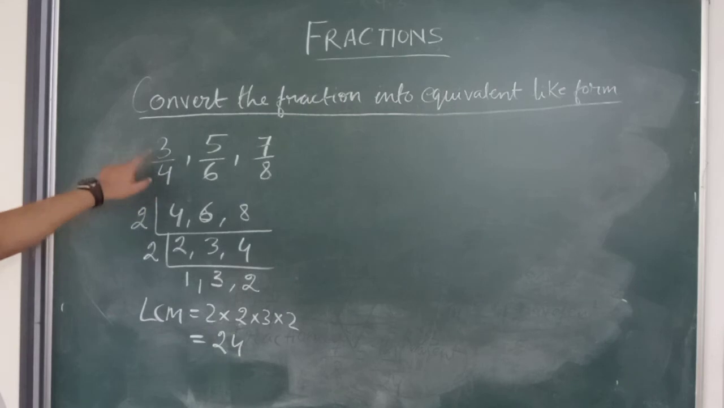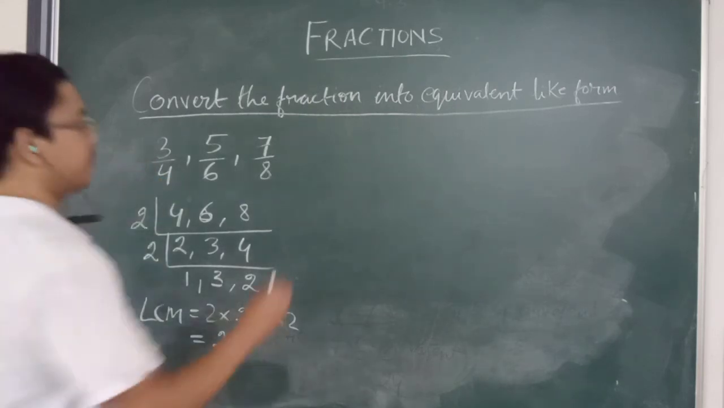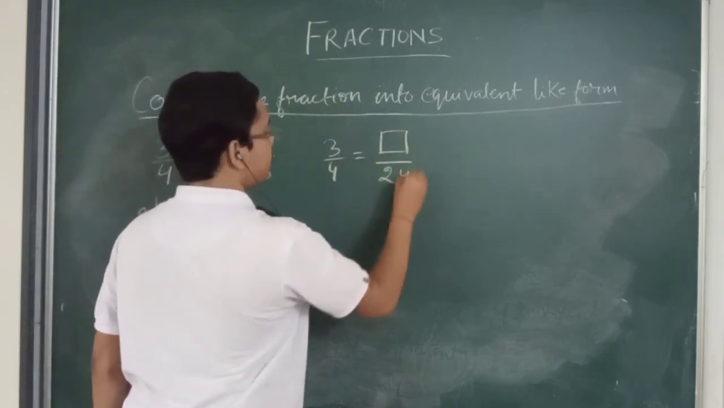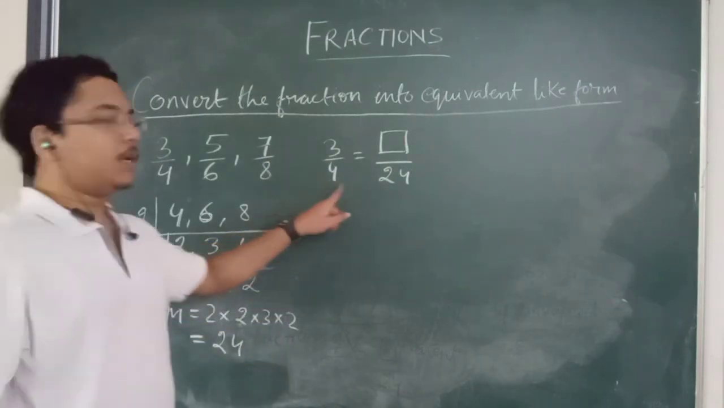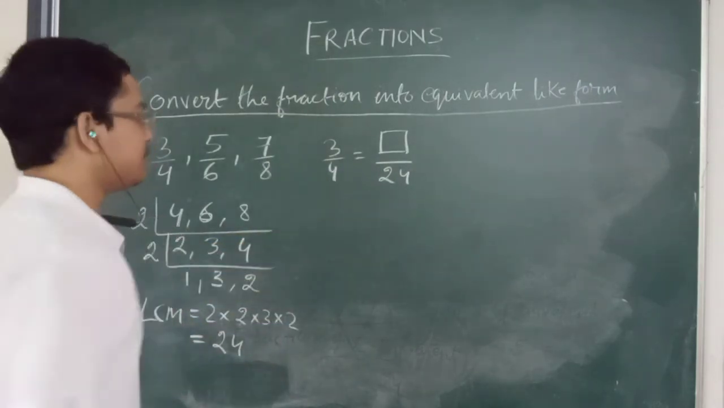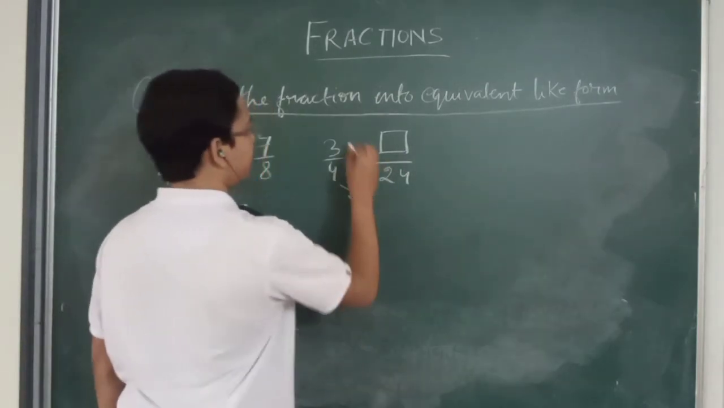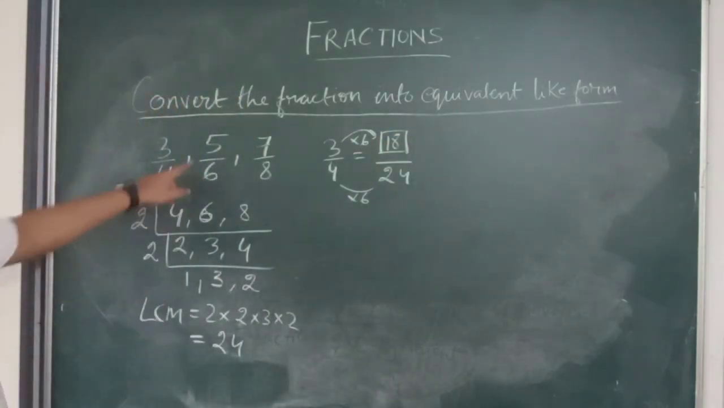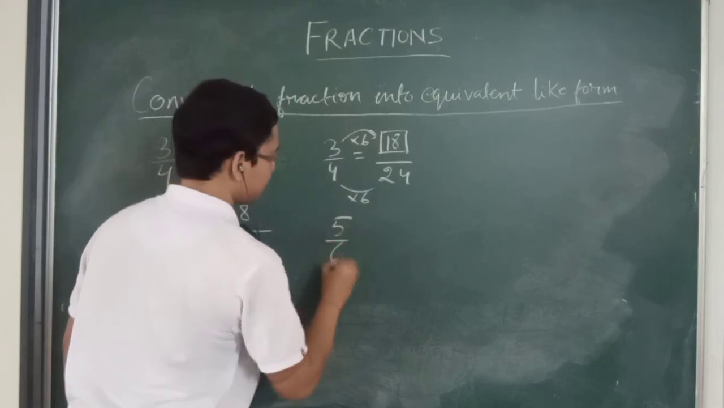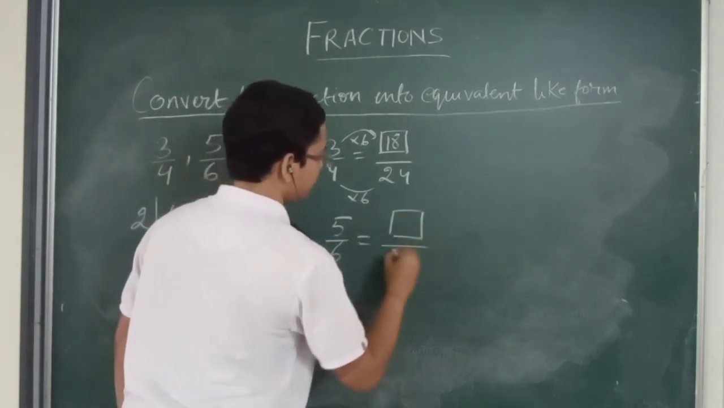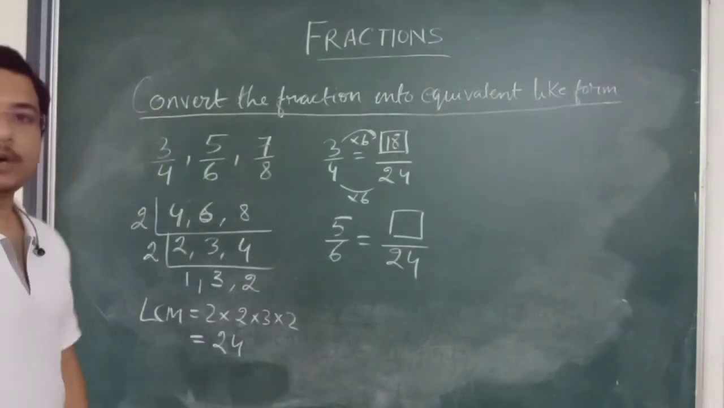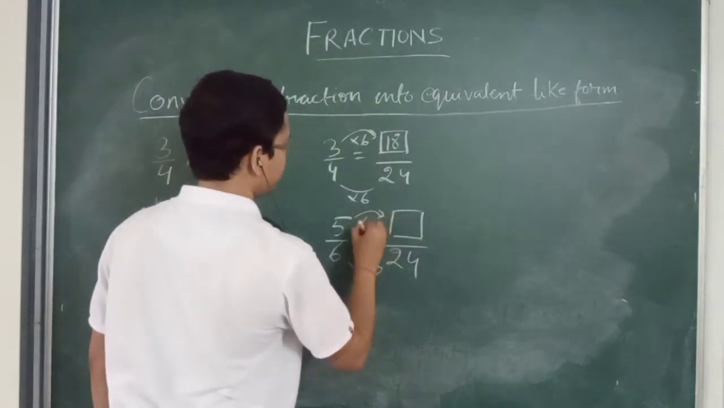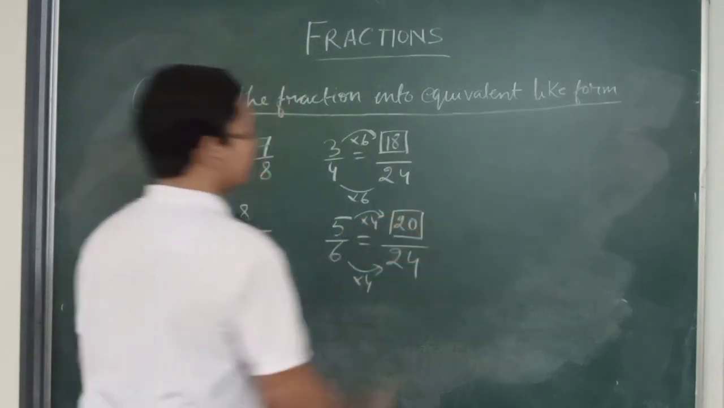So we are going to write 3 by 4 as something by 24. So 4 multiplied how many times is 24? 4 multiplied 6 times is 24. So above also we have to multiply with 6. So it will come to 18. Then 5 by 6 equal to something by 24. So 6 multiplied how many times is 24? 6 multiplied 4 times is 24. So above also you have to multiply 4 times. So 5 goes to 20.